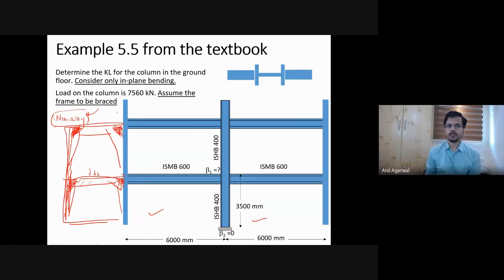Fine. Okay. Now the member sizes are given: ISHB 400, ISHB 400, ISMB 600, ISMB 600. We only need these 4 members for calculation of K of this column. We want to know effective length factor for this column.